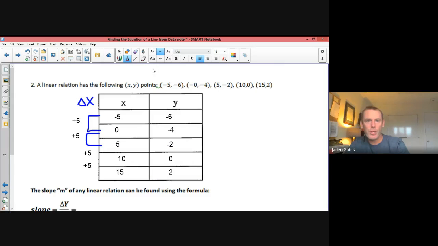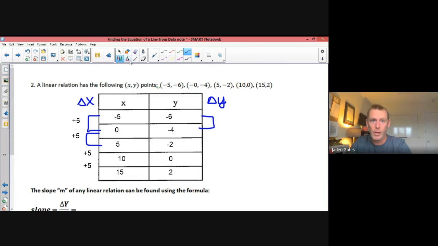All right, now I'm going to do the same thing on the other side, but because I'm looking at my y values, I'm going to find what's called my delta y. Again, I'm looking at how it's changing. If I go from -6 to -4, -6 is very negative, -4 is also negative, but it's less negative. In fact, between these two, I should draw a line here. Between these two, I am going up 2. From -4 to -2, I am also going up 2.